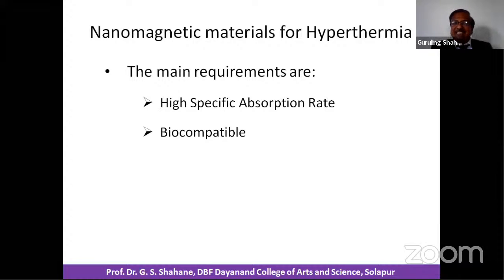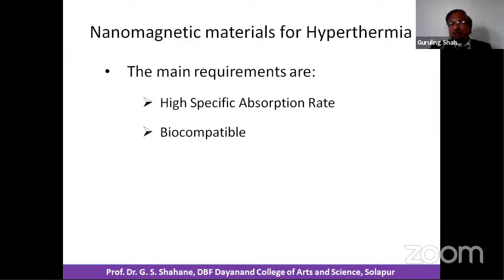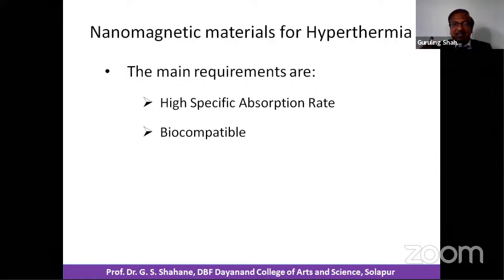What will happen if the SAR is low? If the SAR is low, you will require more magnetic nanoparticles. You require more concentration, more dose of the magnetic nanoparticles to achieve the desired temperature. Therefore, to increase the temperature with a minimum dose of nanoparticles, the specific absorption rate must be very high. And the second parameter, biocompatibility. We are injecting these nanoparticles in our body, living tissue. So it should not be toxic. It should not affect our body. And therefore, it must be biocompatible.